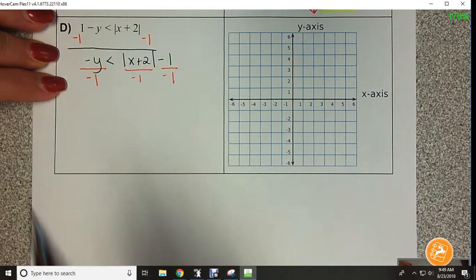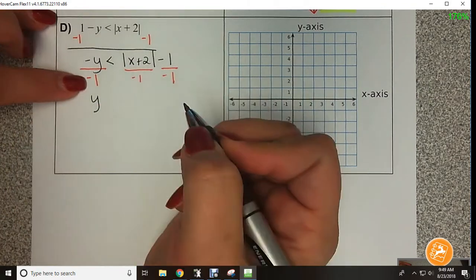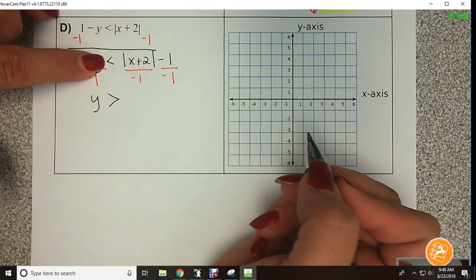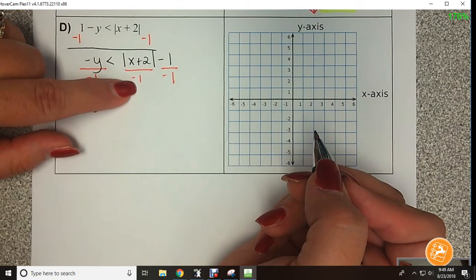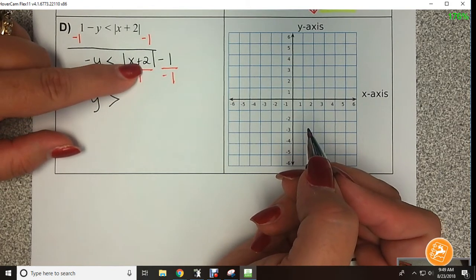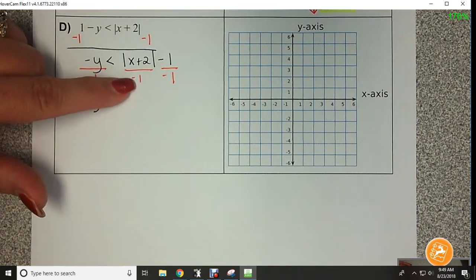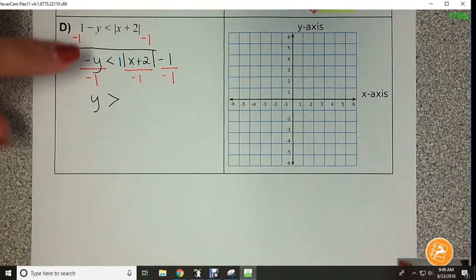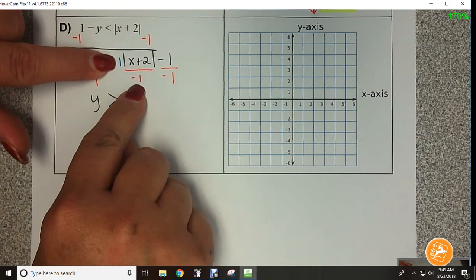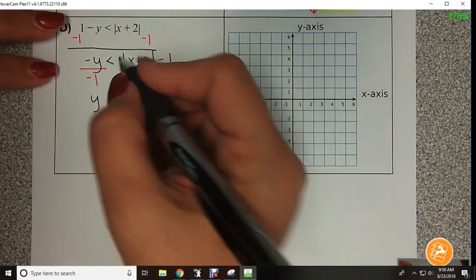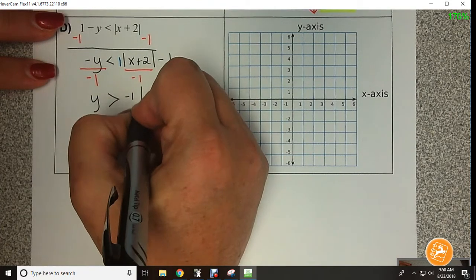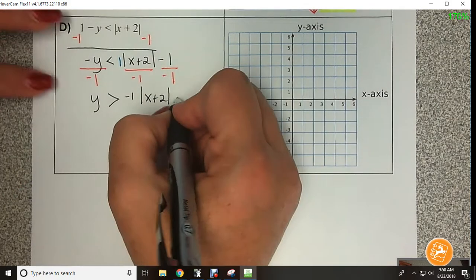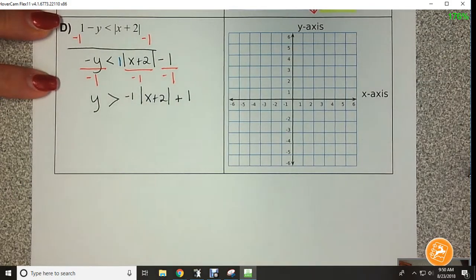So over here, I'm going to get y. When I divide by -1, it's going to flip that inequality. And once again, this is not in the absolute value. I can't put it in there. So I've got to deal with this and the coefficient here. Well, this coefficient is 1. So what is 1 divided by -1? It is -1. Here's my absolute value. -1 divided by -1 makes it a positive 1.